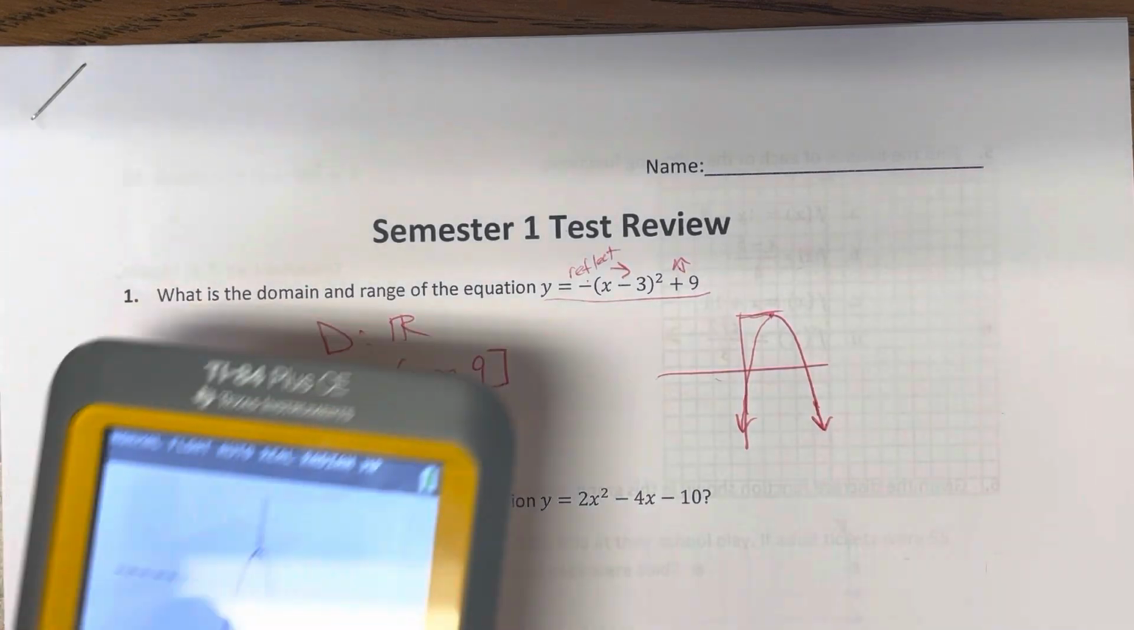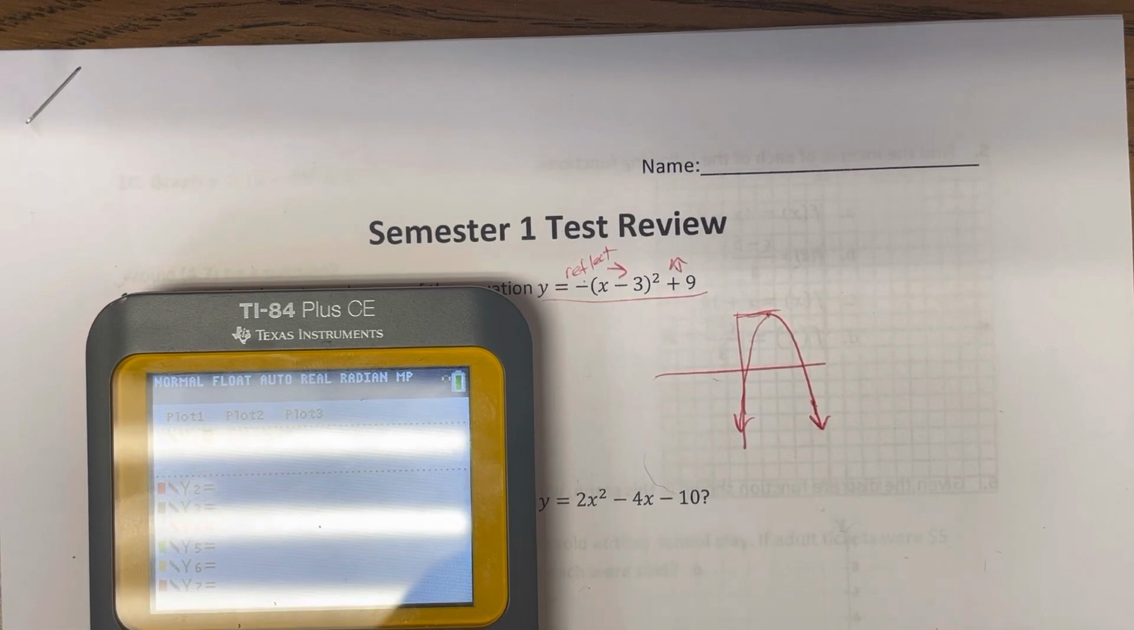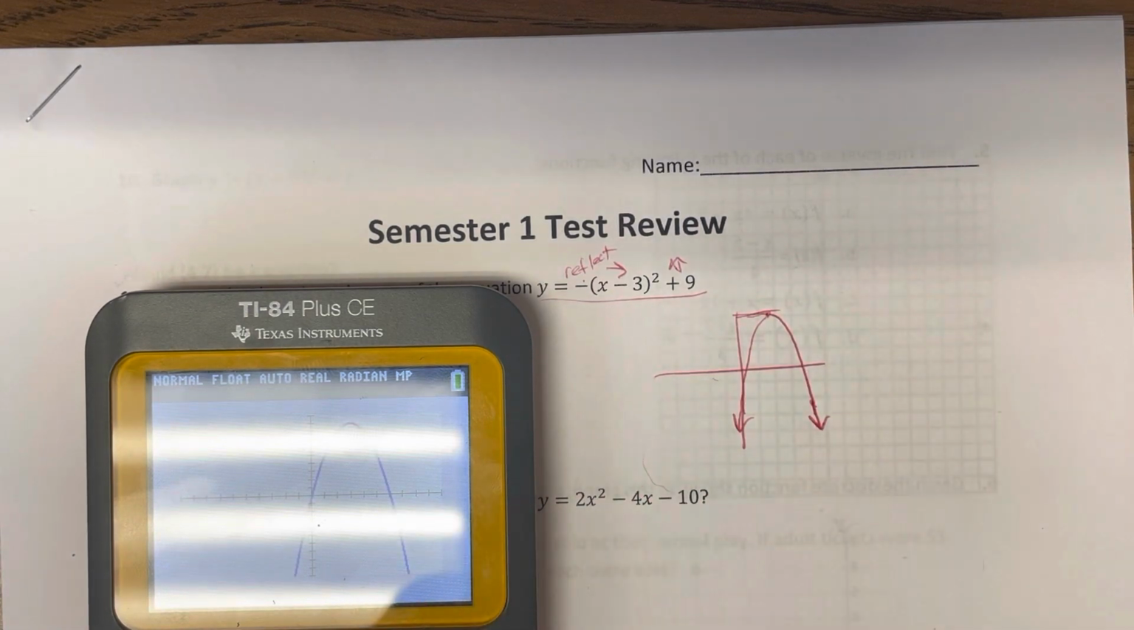And again, I can always put it in my calculator, negative x minus 3 squared plus 9, and graph it. And there you go, it looks similar to that.